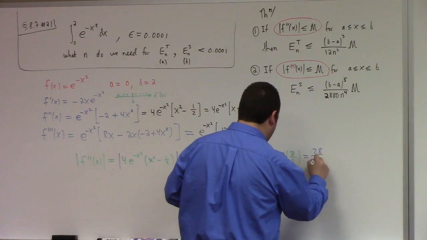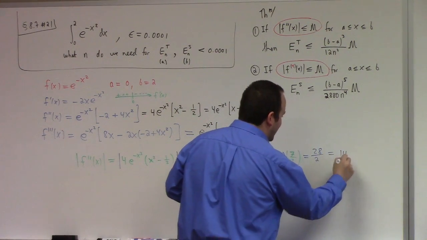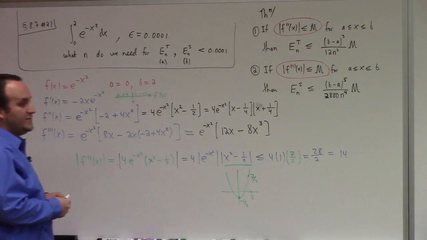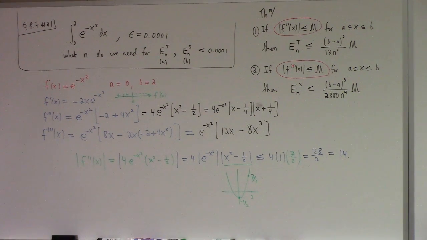28 over 2, 14. So m is 14. Are there other m's you could find? Yeah. But it should be at least as big as that. Well, maybe you could find a smaller one.